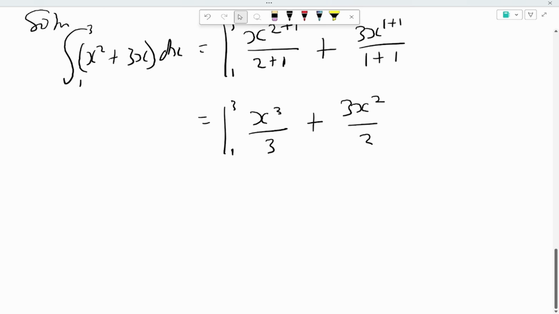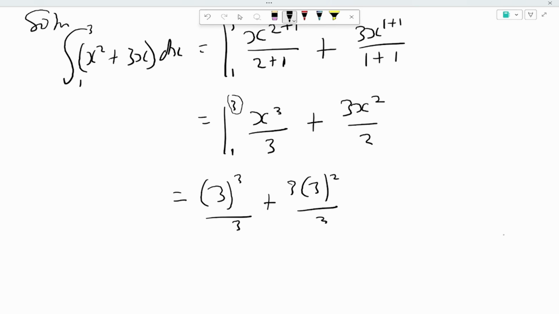Just so you do not make mistakes. While using the upper limit, which is 3, this is what you will get: 3 raised to power 3 all over 3 plus 3 into 3 raised to power 2 all over 2. This is on the one side. You can put all of this in a big bracket and solve it separately. That is better. Minus the lower limit, open another big bracket.